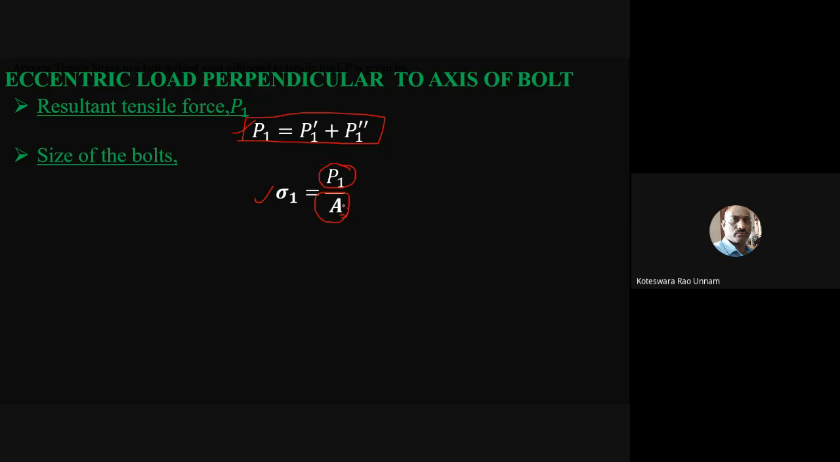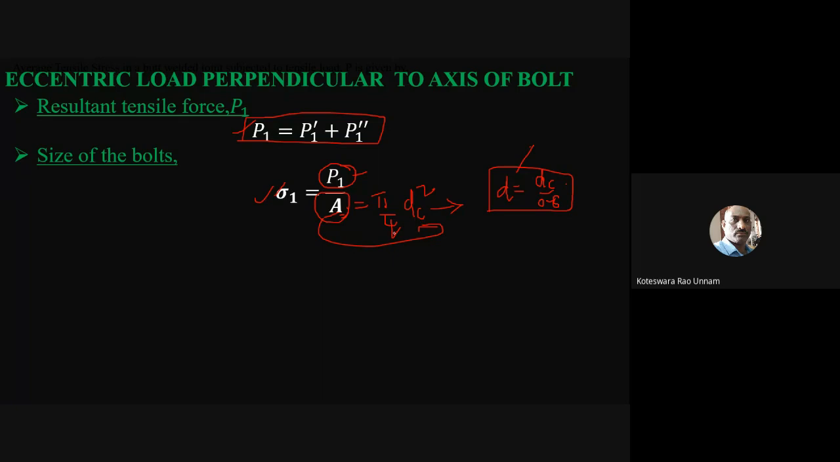So from this you can calculate the area, or you can go for area equal to pi by 4 dc square. Sigma 1 will be given to you, and we calculated P1. So from that first we can calculate A, and from A you can calculate dc. Once you get the dc value, you can find d as dc by 0.8. From this we will get some value, and then according to this value, you have to choose the standard value from the data book. That is the way you need to solve this problem.